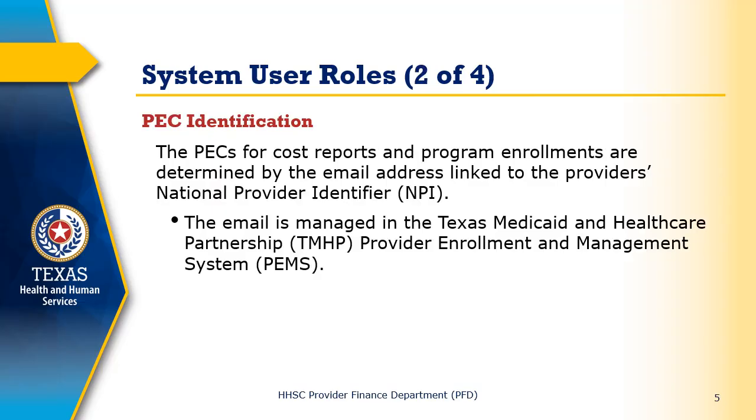System user roles 2 of 4. The primary entity contact is linked to the entity's National Provider Identifier. To ensure accurate reporting, the correct email address must be associated with the National Provider Identifier in Texas Medicaid and Healthcare Partnership, TMHP, Provider Enrollment and Management System, PEMS. The cost reports require the accurate identification of the primary entity contact's email. Validated emails facilitate communication and the proper management of program enrollments and updates.